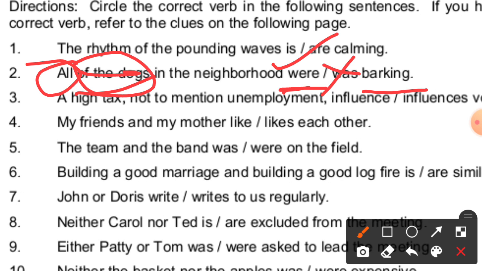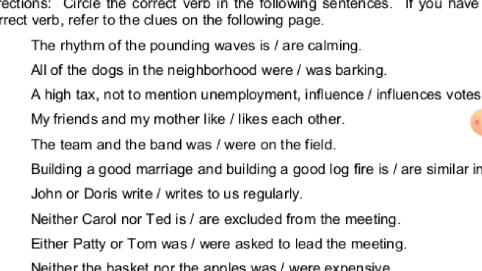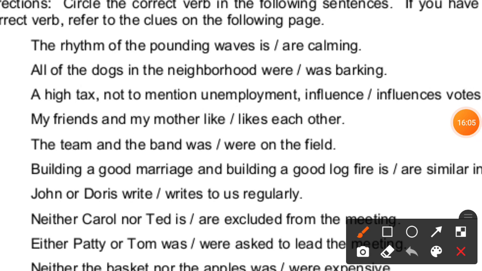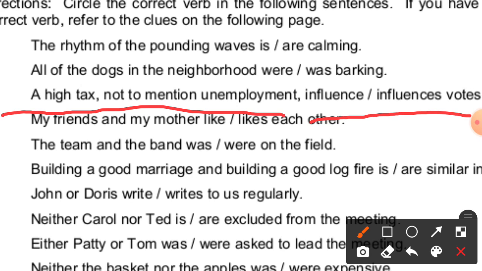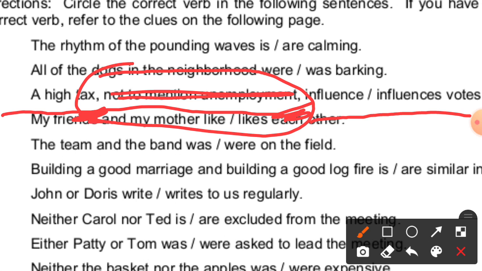Sentence 3 says that a high tax, not to mention unemployment, influences votes. So students, you can see that "not to mention unemployment" is given in commas. In the beginning there is a comma and again after unemployment there is a comma. Whenever you see any group of words between commas, you need to ignore it because they always start with a phrase. Here the phrase is "not to mention", just like I have told you: as well as, along with, accompanied by. These are the various phrases.